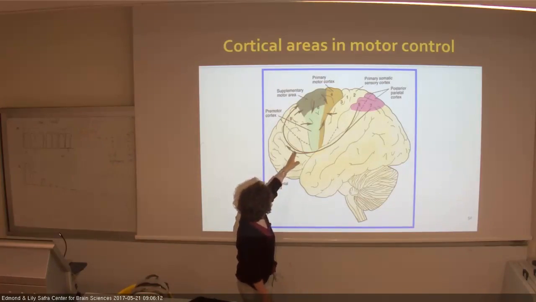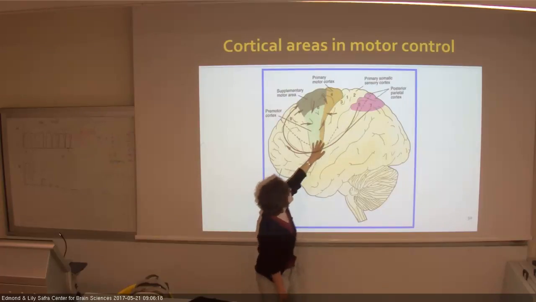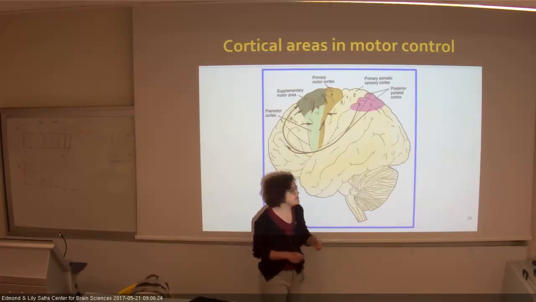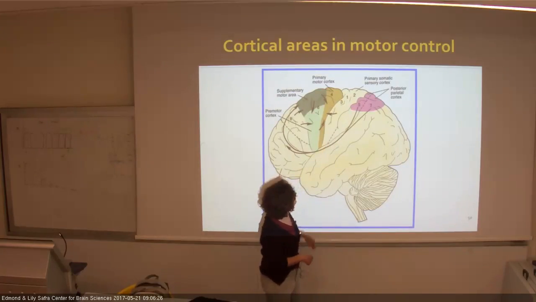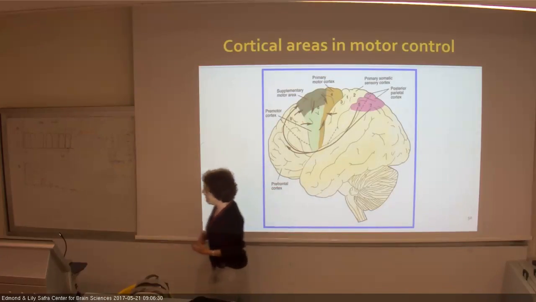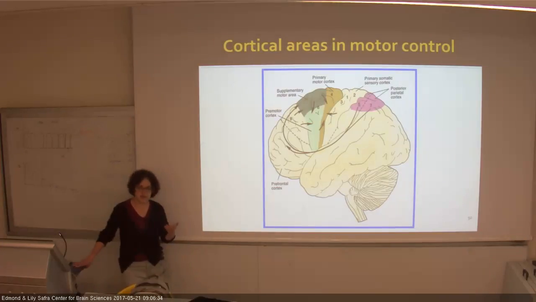In addition, non-motor areas are also important for motor control, primarily the somatosensory cortex, which we know has a lot of interactions with motor areas, and the posterior parietal cortex, area 5 and area 7. They are part of the reach and grasp system that we will talk about a little bit later.